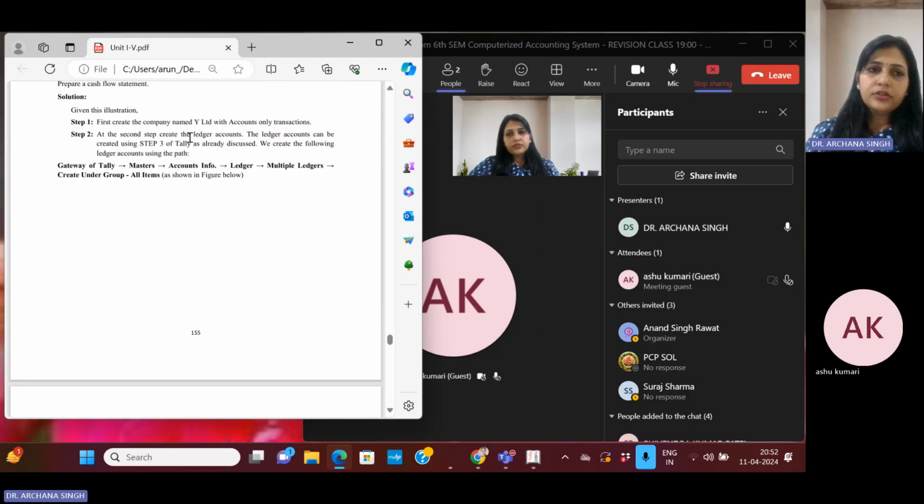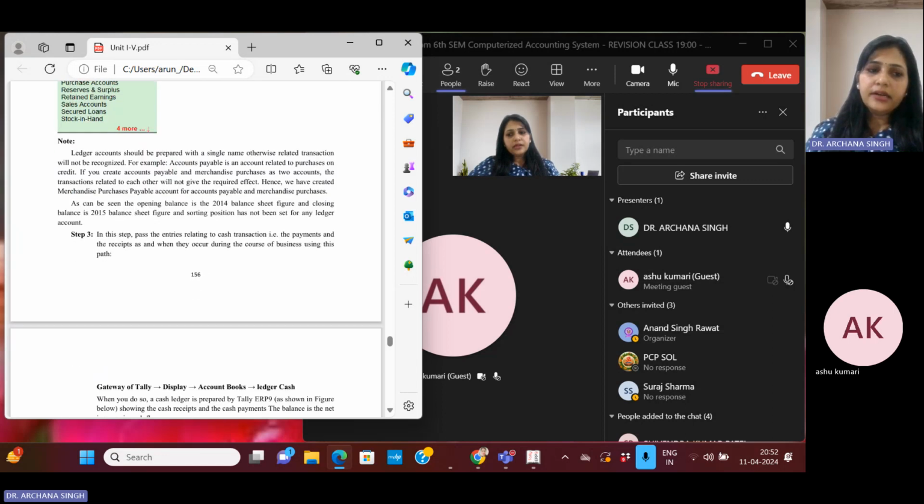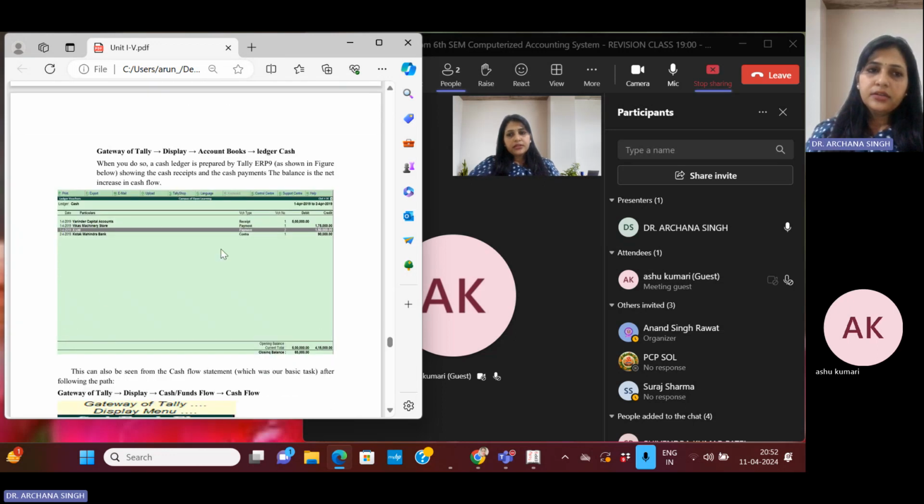Then what you have to do, first of all, as you have created a company, then you have created ledger accounts. After that, go to the gateway of Tally, select masters, account info, ledger, multiple ledger, create under group all items shown in the figure. So these are all groups you would select, and after that you go to display account book, ledger, cash, then the cash ledger would appear like this.